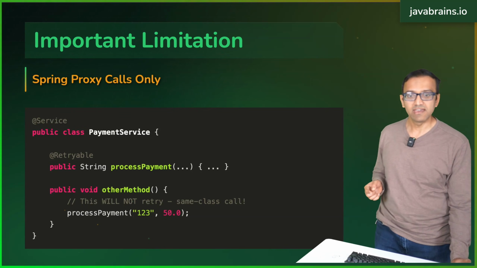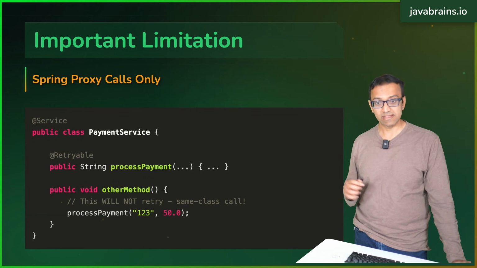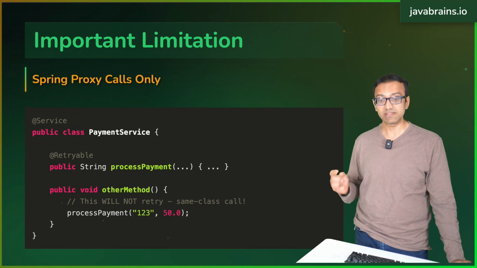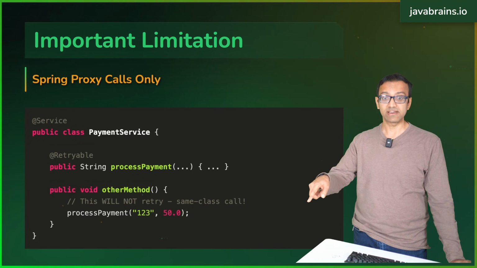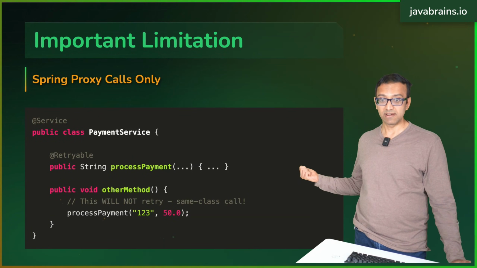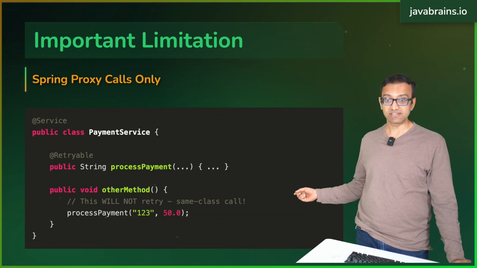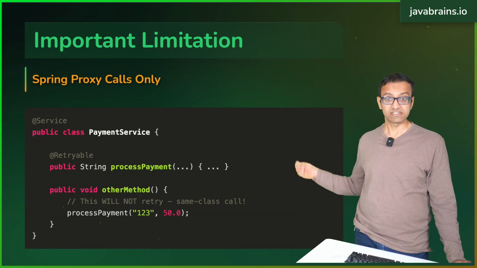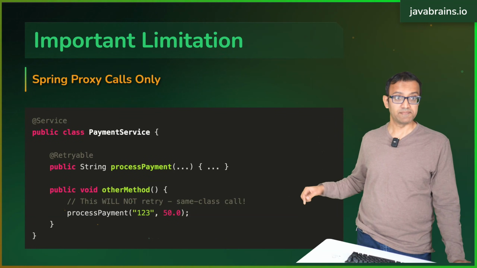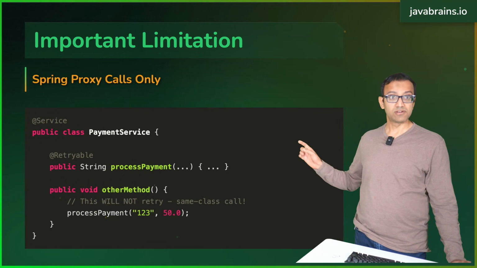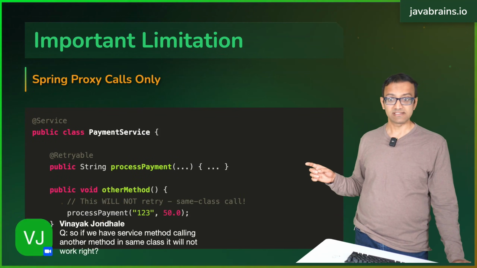That's the reason why we had to start the main method and then call through the controller. If you just create a simple Java class or a main method that calls this method directly, it's not going to work. In this example here, I have another method which calls this directly. It's not going to call the retry because it's not going through Spring, right?